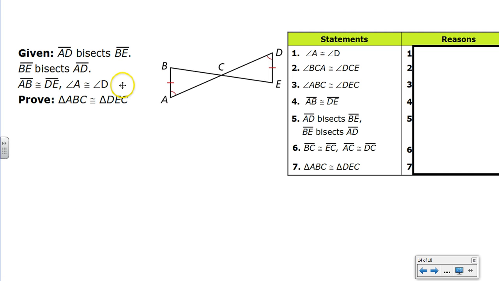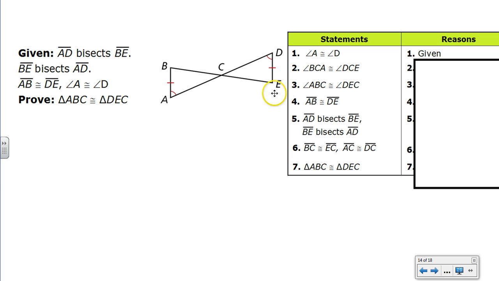Let's try this again. AD bisects BE. BE bisects AD. So AB also is congruent to DE. And angle A is congruent to D. So we're setting out to prove the triangle ABC is congruent to triangle DEC. Well, we are given that angle A and angle D are congruent, right? And angle BCA is congruent to angle DCE.